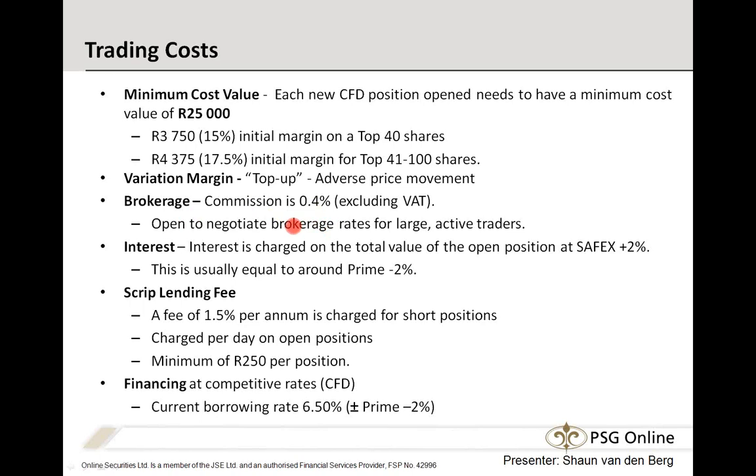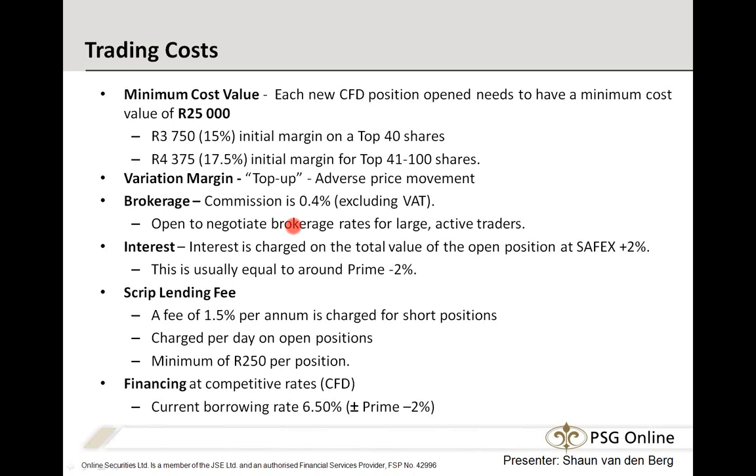The big difference now when it comes to CFDs is that there's obviously interest being charged on a daily basis. We talk about SAFEX plus 2. It's around about prime interest rate, less 2%. Prime is about 9.5 now, or 8.5, less 2. So it's costing you 6.5% per annum to borrow the funds.